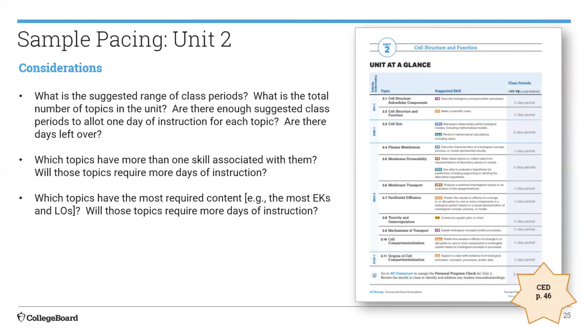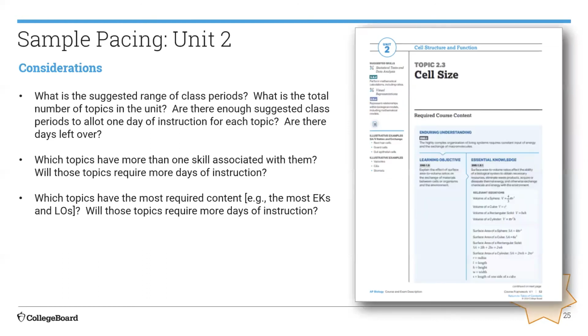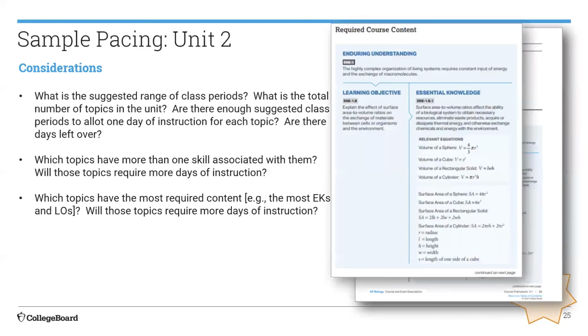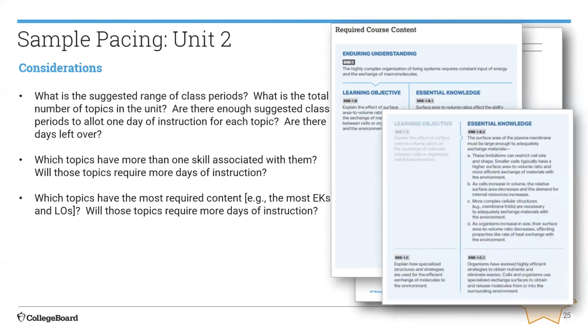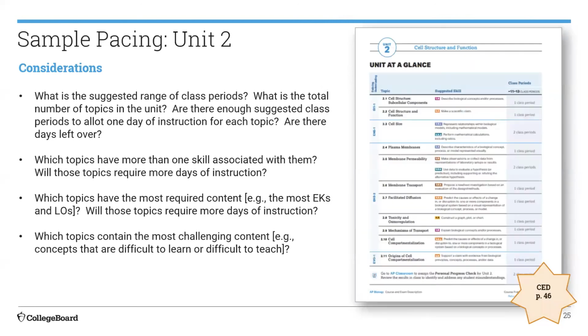I'm also going to want to look at content. Which topics have the most essential knowledge statements and learning objectives? If I go back to that topic 2.3, I can see that there's a lot of formulas here that students have to be familiar with, and an understanding of surface area and volume. That may be challenging for some students, and I may want to go back and spend more time here. I can see that actually spilled on to the next page. There's a lot of essential knowledge statements here, so this may be a candidate for where I spend more time.